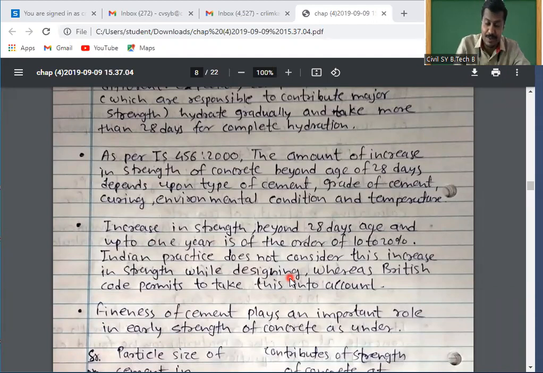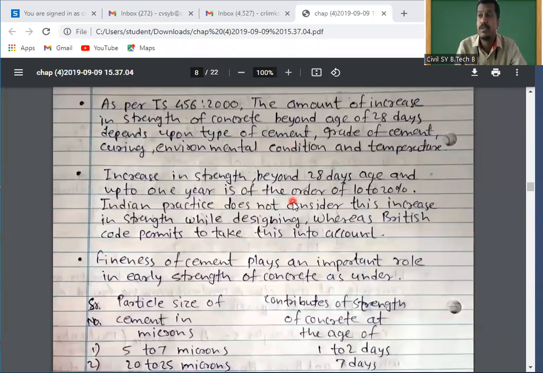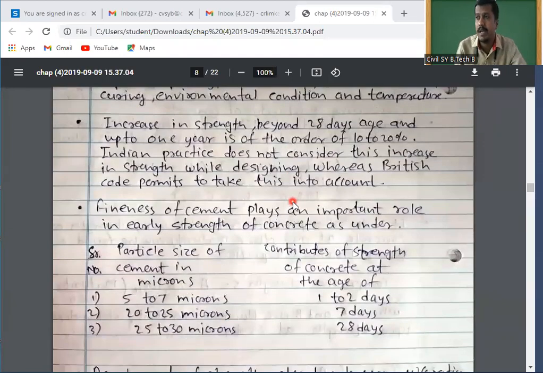But if you do the malpractice, remember it is definitely going to lose the strength. So with respect to age, we need to consider the strength of the concrete. Again, it will make good impact in gaining the strength. But if you do some malpractice, definitely it will make bad impact.